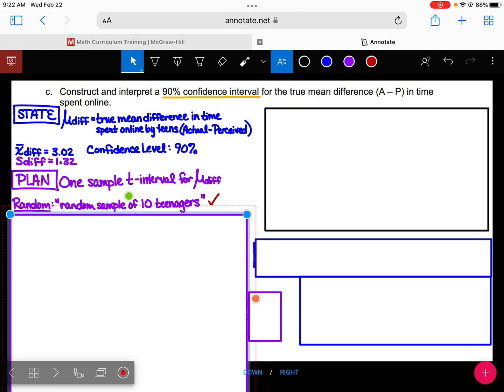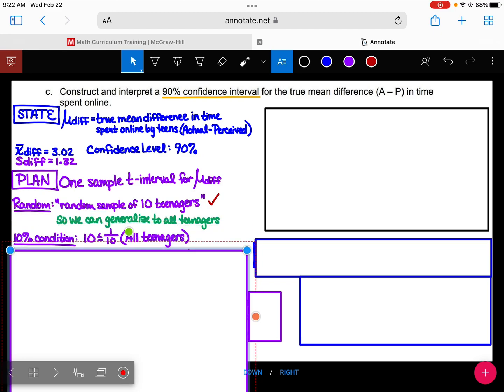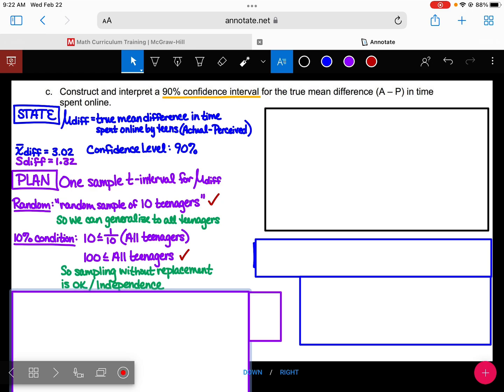Yes. What is the population that we're looking at here? Teenagers. So 10 is less than or equal to 1/10 of all teenagers. Remember, we need randomness so we can generalize to all teenagers. Why do we need our 10% condition? For independence, yes. So sampling without replacement is okay, so we have our independence.